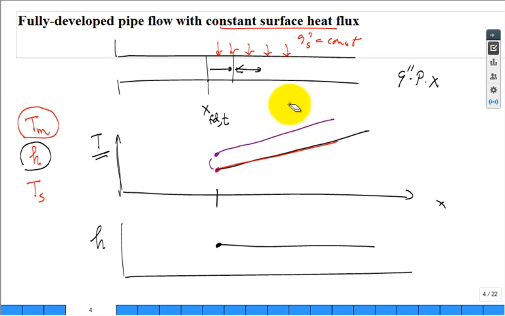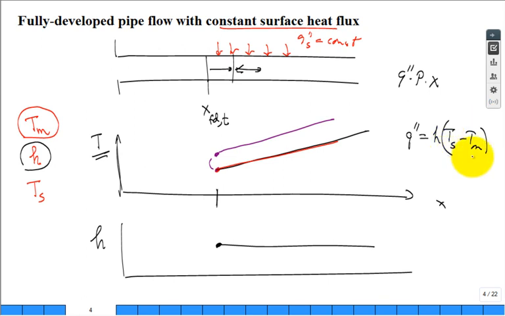Well, the key is the H is constant. And you have that the Q double prime is equal to a constant H times T surface minus Tm. This is going up linearly. This is constant. That has to go up linearly at the same temperature difference. So this is Ts, this is Tm, this is H.